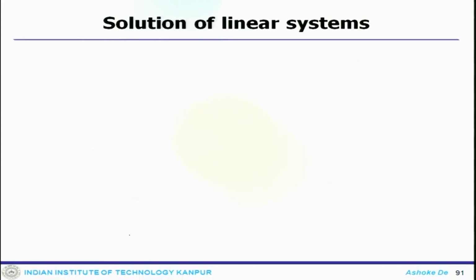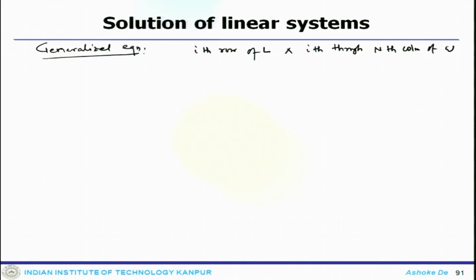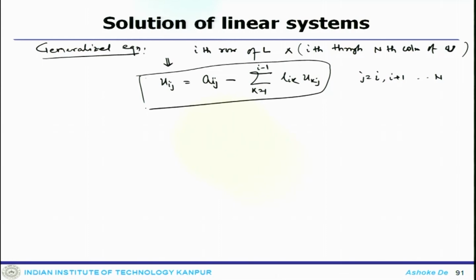Now if you want to generalize that expression, the generalized equation one can write is that the ith row of L is multiplied by the ith through nth columns of U, which gives the resultant equation uij equals aij minus the summation over k equals 1 to i minus 1 of Lik ukj, where j goes from i plus 1 up to n. So, that is the generic expression one can write.